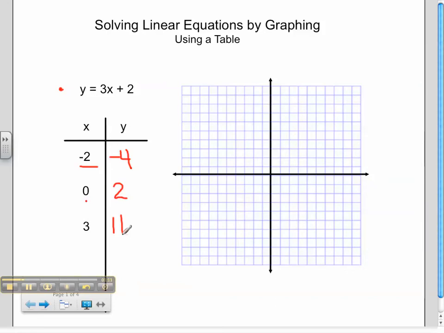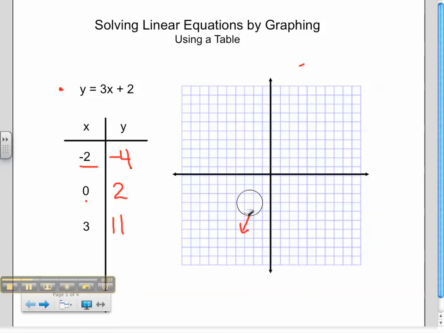I go to -2, comma, -4, and put my point. I can go to 0, comma, 2, and plot my point. And then I will go to 3, comma, 11. Unfortunately, 11 does not fit on my graph this time, so I may want to choose a number other than 3. But for now, I will put it there. And we will use a straight edge to draw a straight line with arrows to show our infinite possibilities.